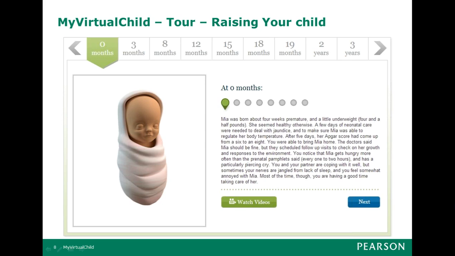And as you can see along the top, they've got different sort of milestones there, 3 months, 8 months, 12 months, 15, and so forth, all the way up to the age of 18. And within each of these sections, you'll see a couple of different decision points along the way. Some of them aren't required to make a decision, like this one here. It's just giving some information about what's happened.